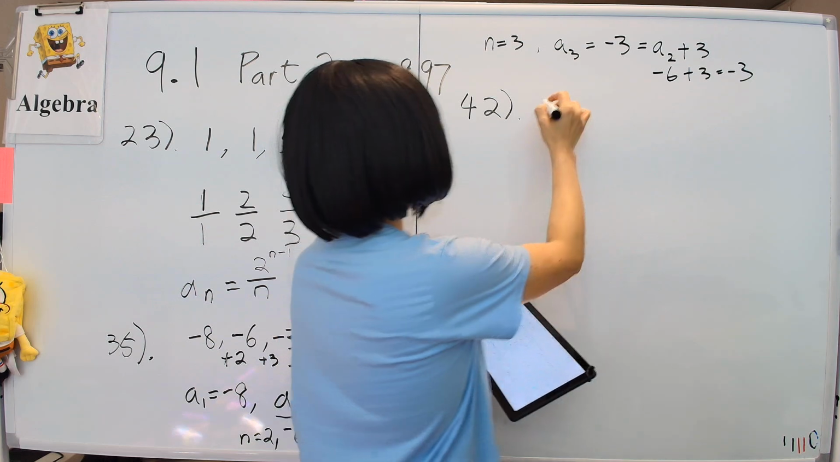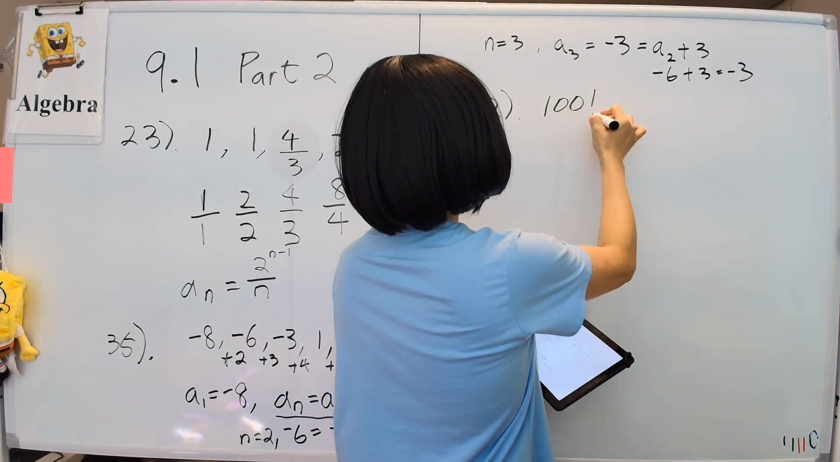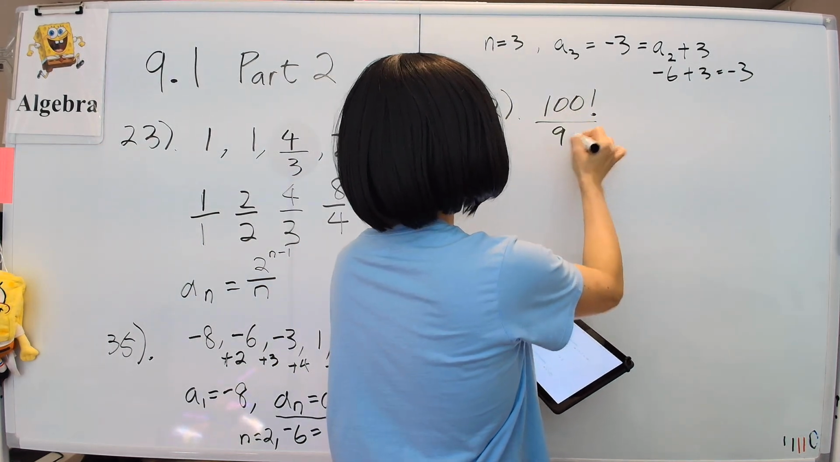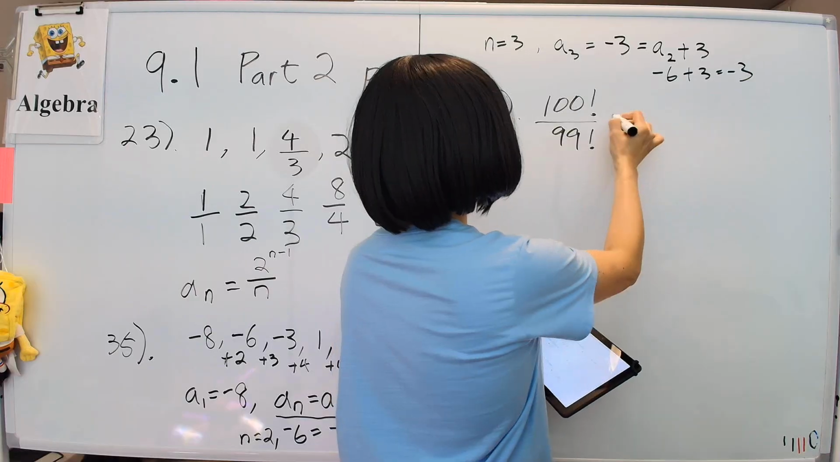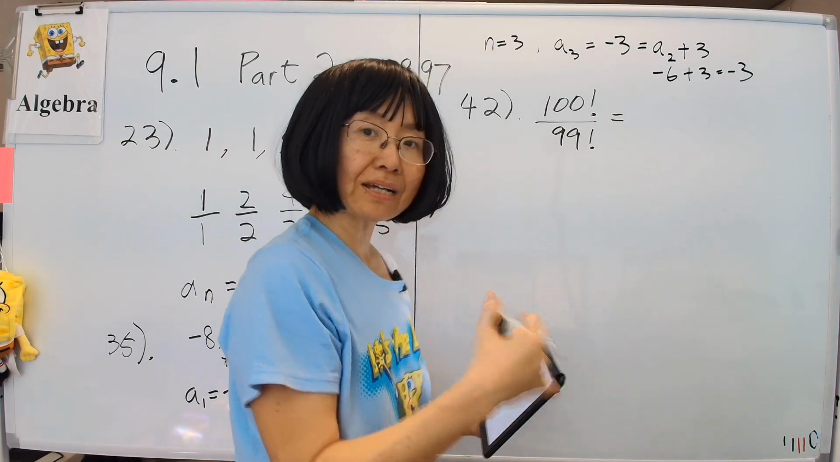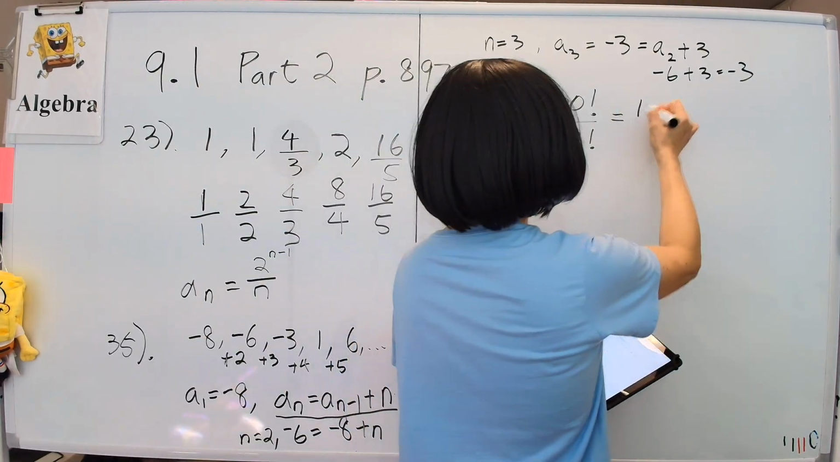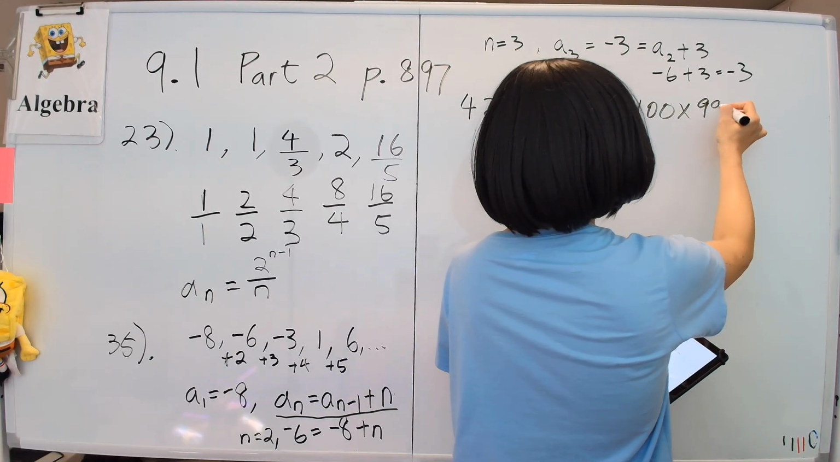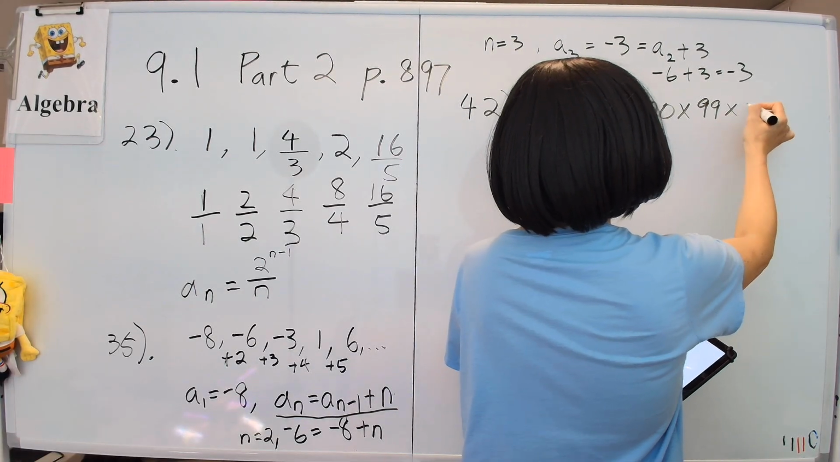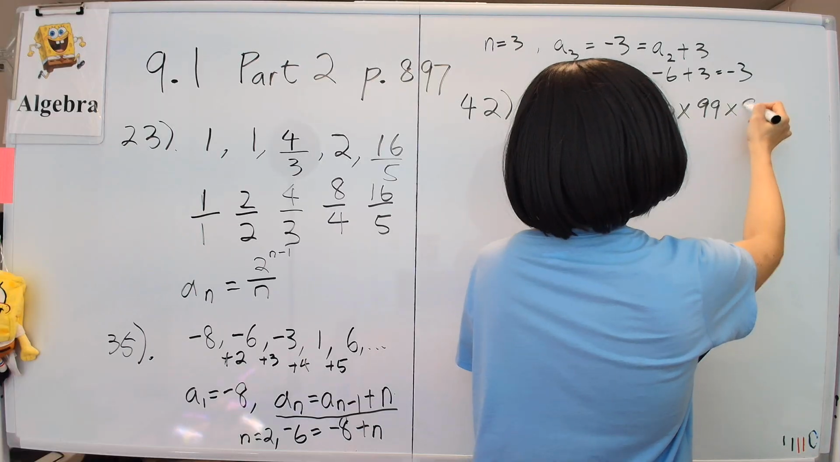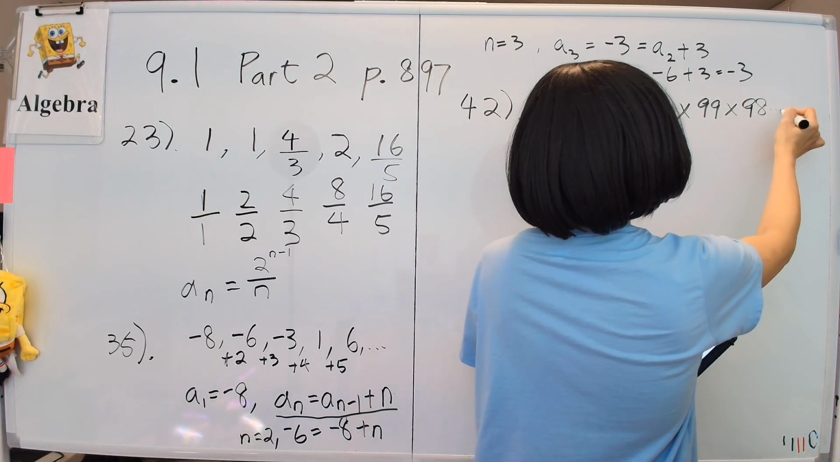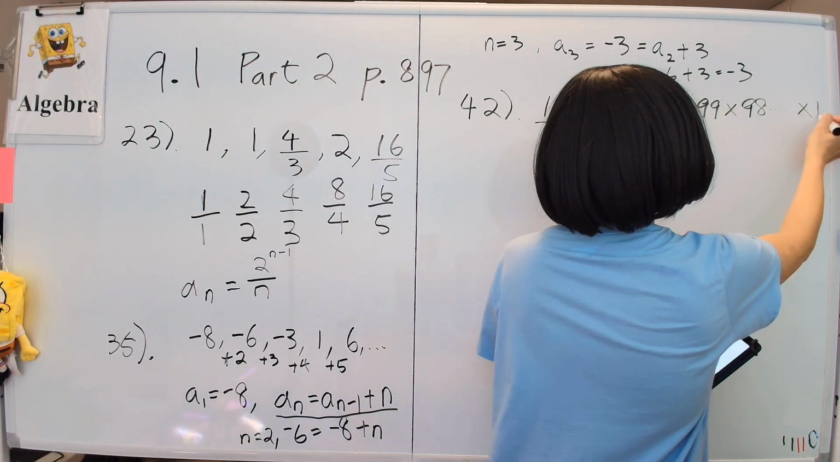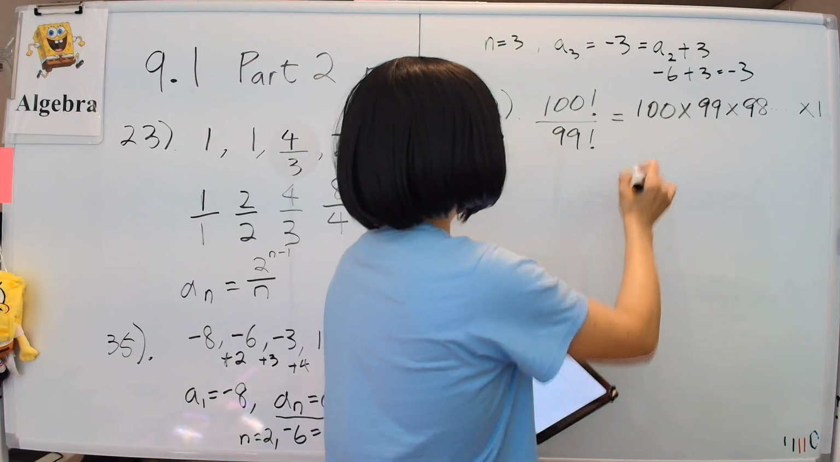Now, we have 100 factorial divided by 99 factorial. What is the factorial? Remember, the factorial means the number 100 times the number before it, which is 99, and then times 98, and so on, all the way down to times 1. That's the factorial. And so is 99.